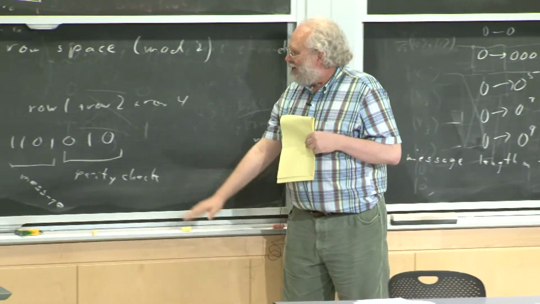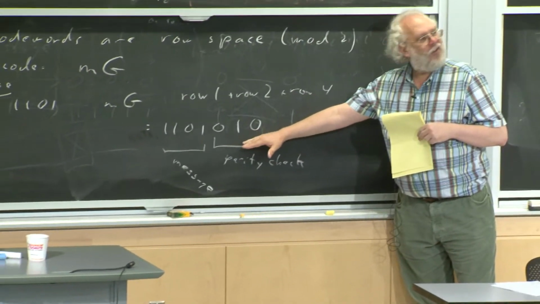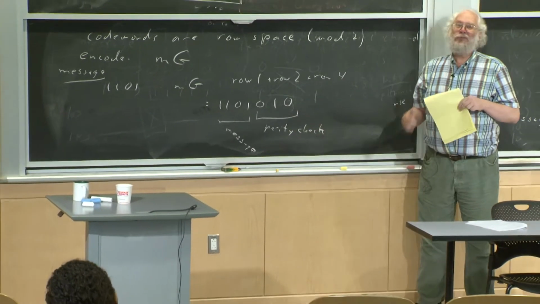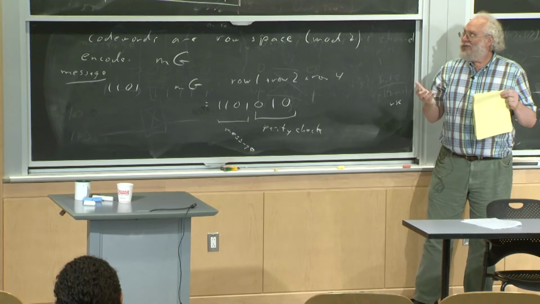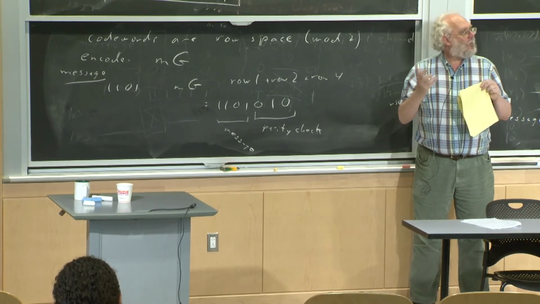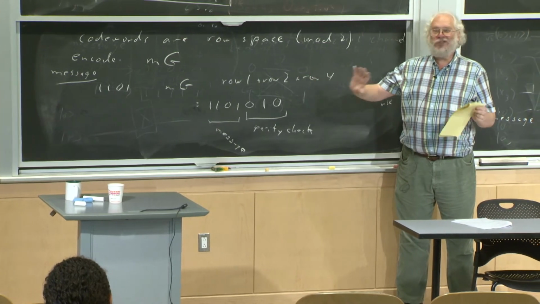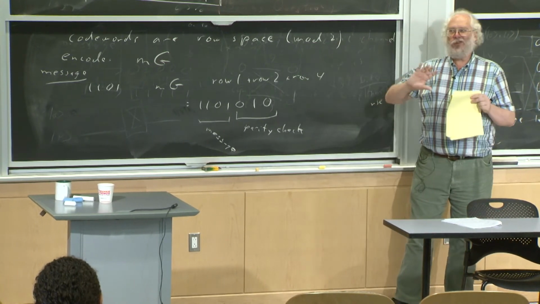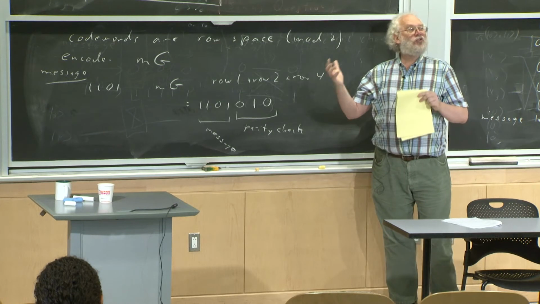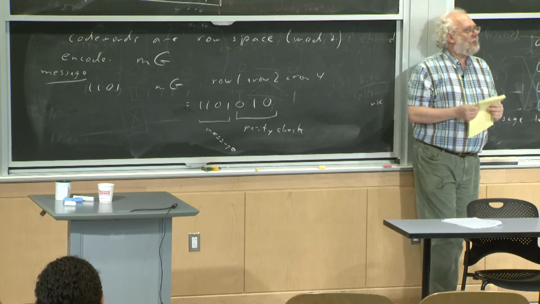So it looks like you've added redundancy here. It looks like you've duplicated information. But in fact, we'll show how to do quantum error correcting codes which don't actually duplicate any information.